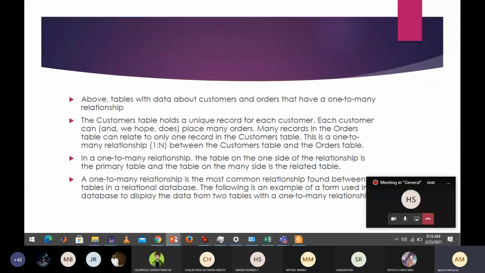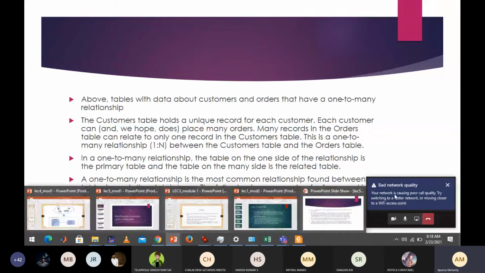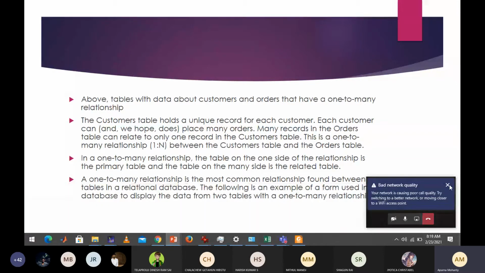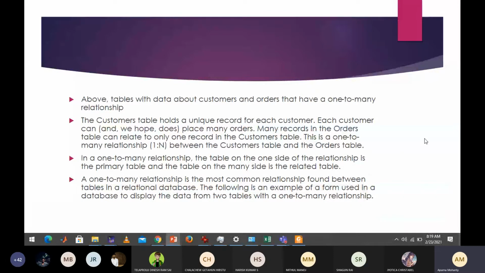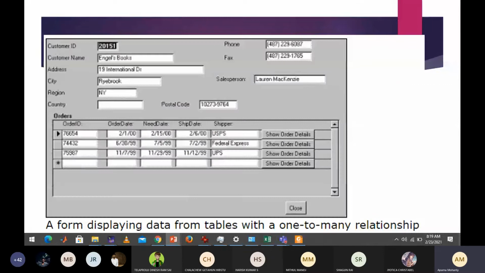Just the way, suppose you are ordering something on Amazon or Flipkart or Myntra, whatever it is. You are ordering a pant, a shirt, a tie, you can order a shoe also. So though you are a single person, you can order multiple products. That kind of relationship is called a one-to-many relationship. Is it clear? Could you understand this much?